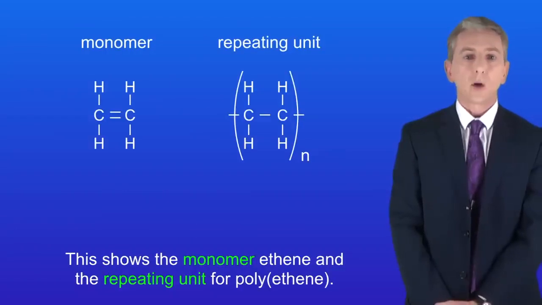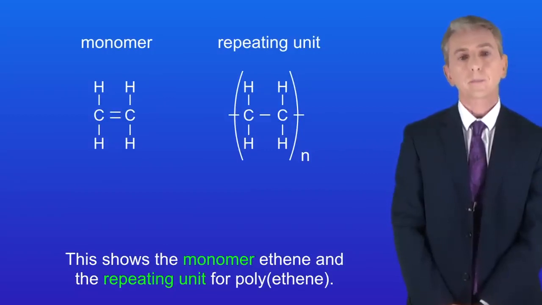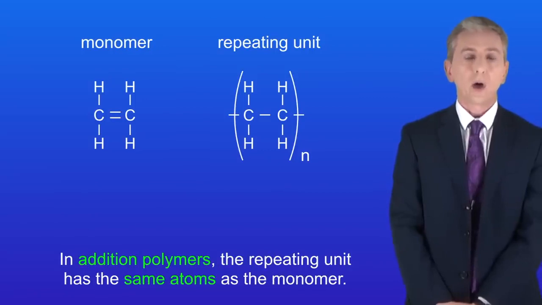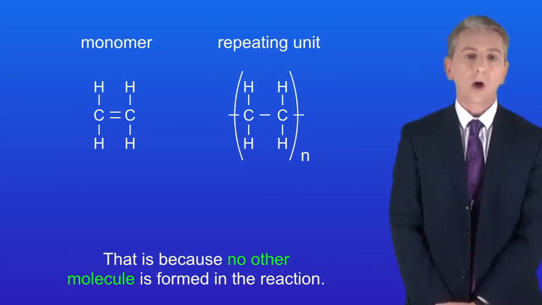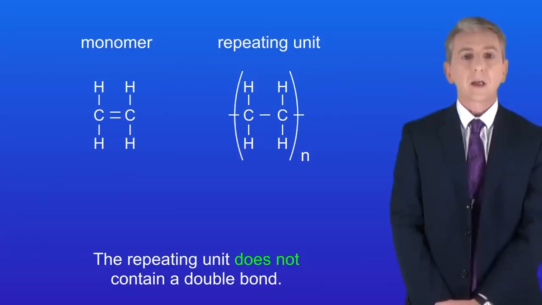Now, I'm showing you here the monomer ethene and the repeating unit for polyethene. And this brings us to a couple of important points. Firstly, in addition polymers, the repeating unit has the same atoms as the monomer. That's because no other molecules formed in the reaction. In other words, all of the atoms in the monomer end up in the polymer. Secondly, remember that the repeating unit does not contain a double bond.